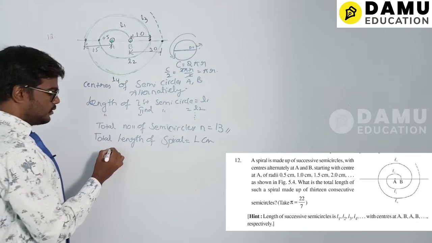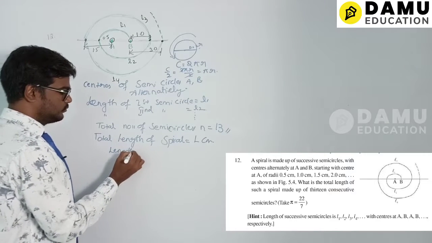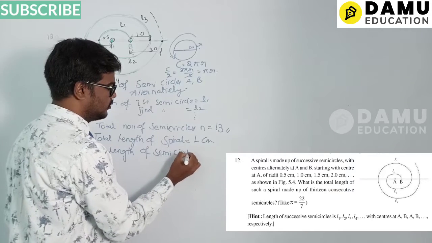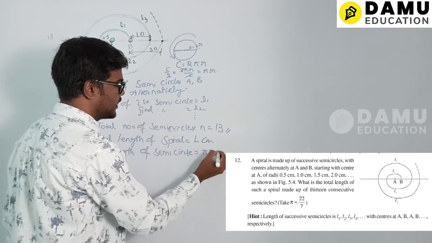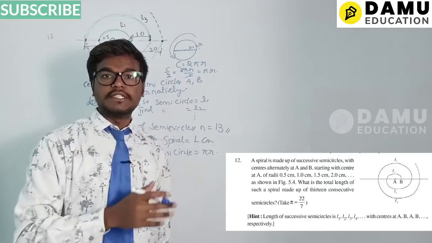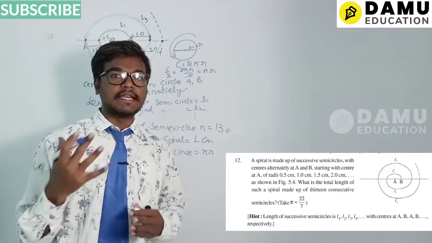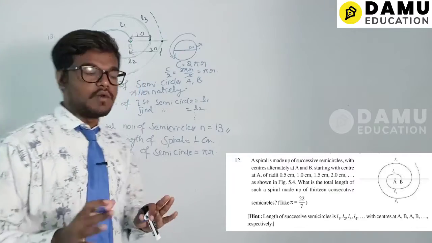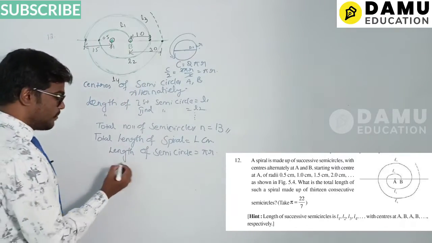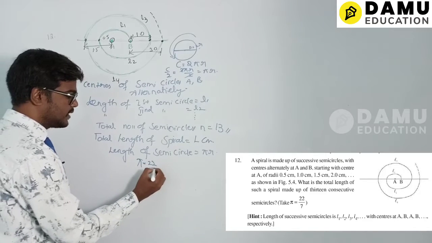So the length of a semicircle is pi r. Don't get confused here: the total length is 2 pi r, and if you take 2 pi r by 2, we get pi r. That is the simple one. So pi r gives the first length. What is pi? Pi is equal to 22 by 7.